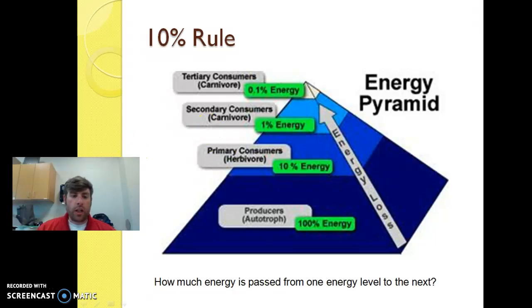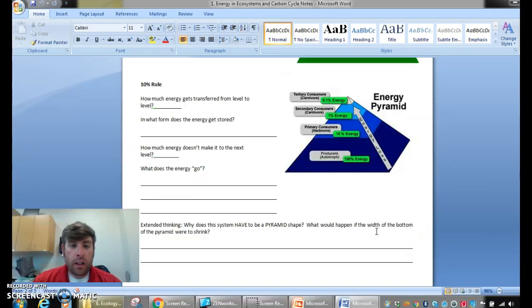Now on your note sheet, there's a couple other questions. So let me bring up the note sheet. All right, so if you take a look at what I want you to do on your note sheet, obviously how much energy gets transferred from level to level, you can answer that. In what form does the energy get stored? So here's what I want you to think about. I need you to think about our macromolecule unit. When we talked about our amino acids, our carbohydrates, our lipids, those kinds of things, how does energy actually get stored? Well, think about it. If you, as a human, were to eat too much food, how does your body store that extra food, the extra energy that a lot of people don't like?